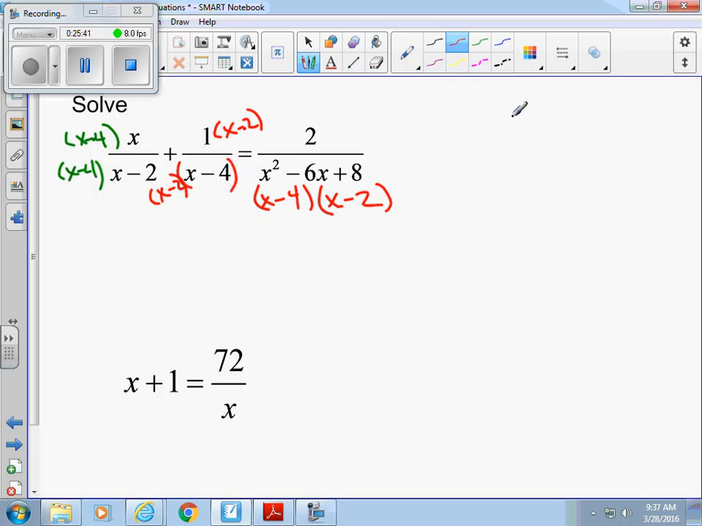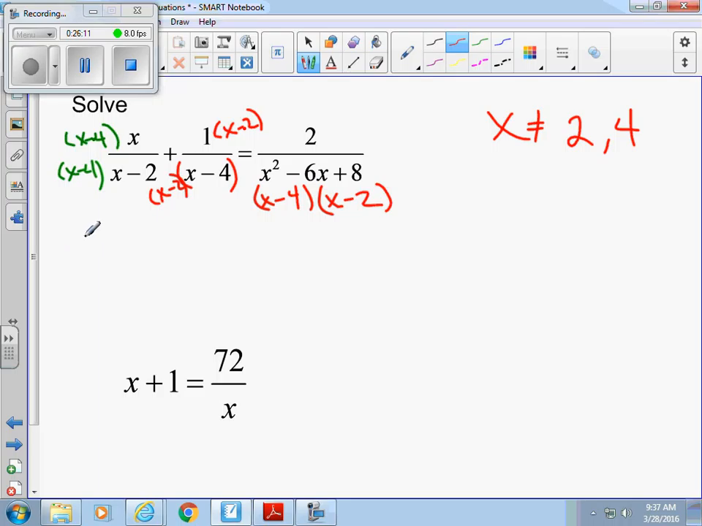And what mental note, what can X not be? 2 and 4. Those are the things it can't be, because that would make the bottom 0. Does that make sense?